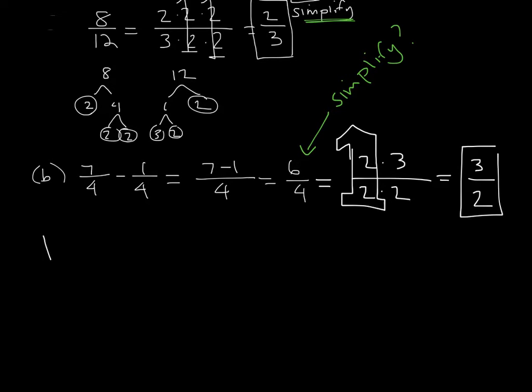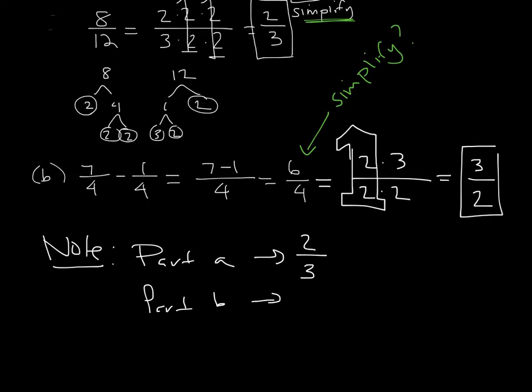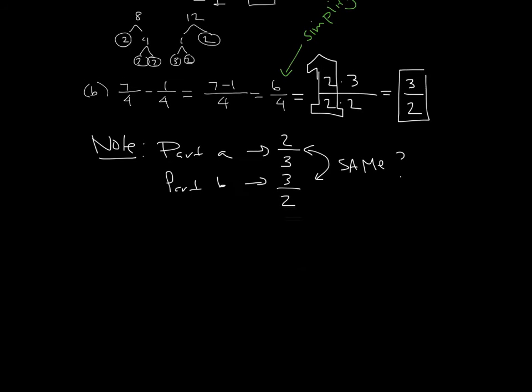And I want you to note the answers. Part A, we had 2/3. Part B, we had 3/2. Are these the same? Are they different? What's the relationship between those two? Big difference.